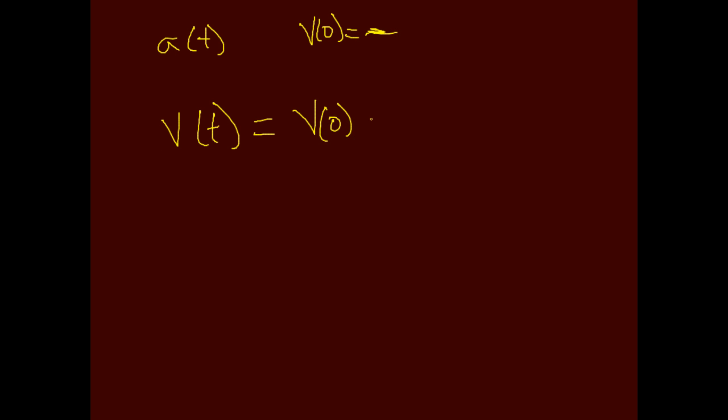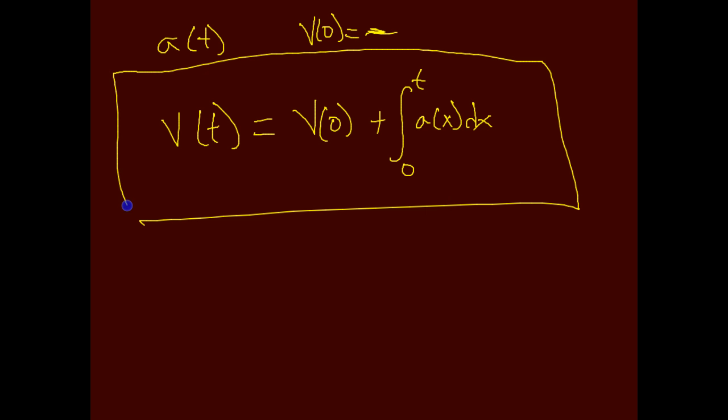And likewise, we can use the same thought to take an acceleration function as a function of time and find a velocity function. Given some initial condition, an initial velocity that is known, the velocity function is going to be that initial velocity plus the integral from 0 to t of a of x dx. So we're using the same logic that we use to find a position function from a velocity to find a velocity function from an acceleration.